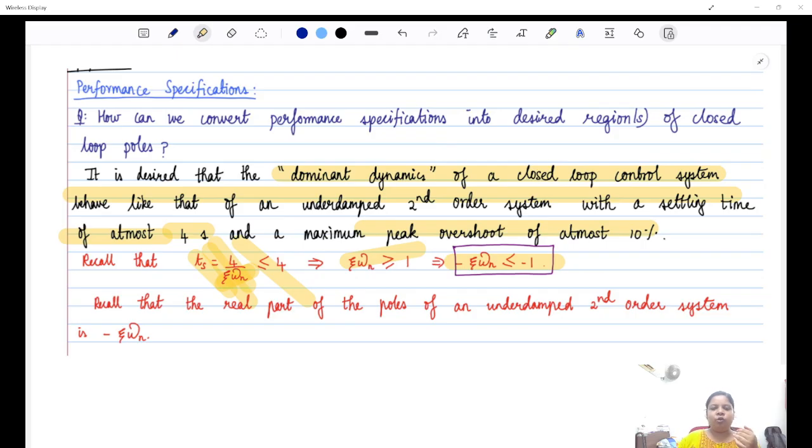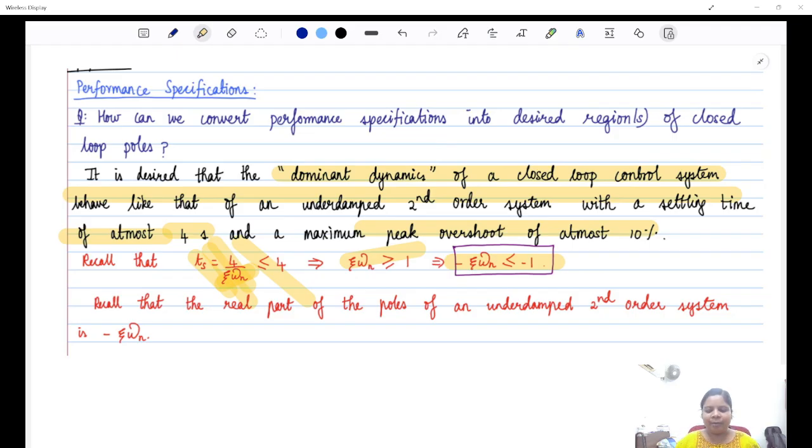So if I gave you some performance specification, my maximum peak overshoot should be this percent, my settling time should be this number of seconds, my rise time should be this number of seconds, you should be able to design a system based on them. Yes, there are trade-offs and conflicts, but the question would not definitely ask you everything altogether.